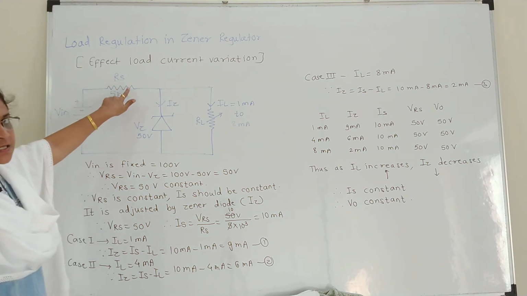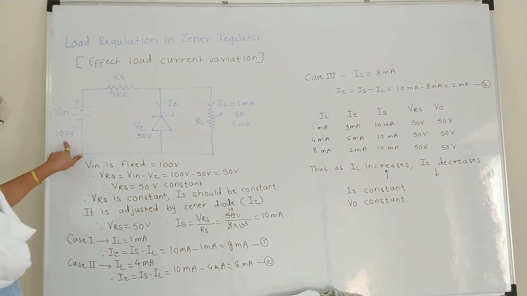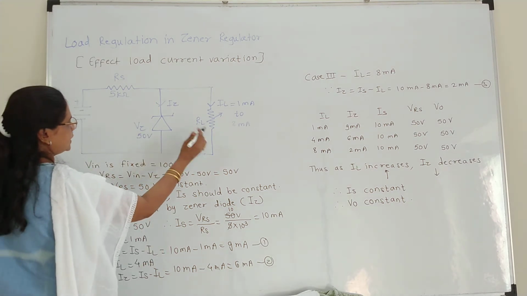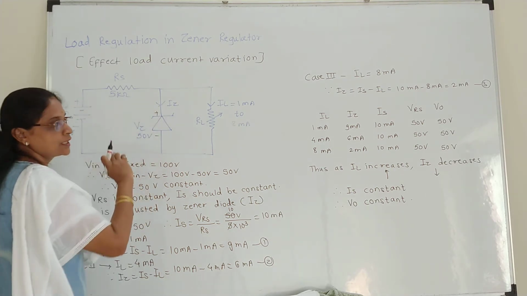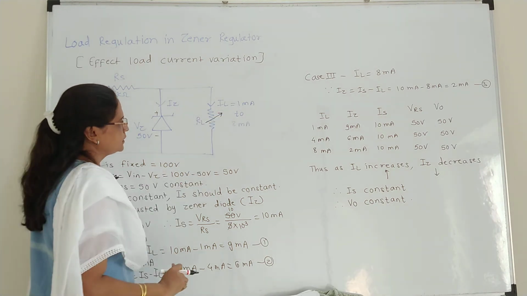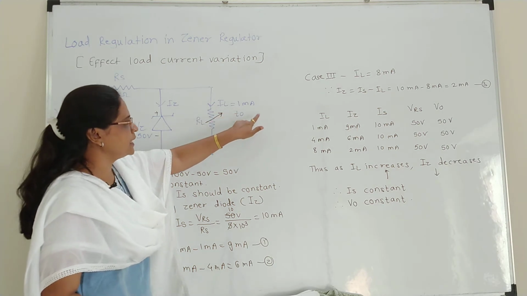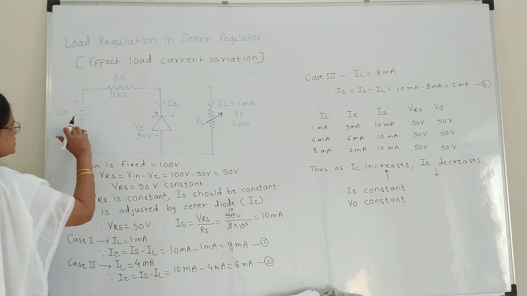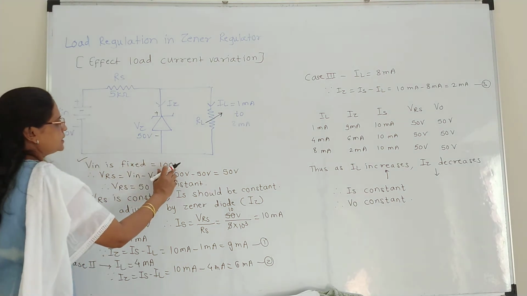RS is a series resistor to have a voltage drop more than VZ when Vin is applied. The Zener diode is connected in parallel with RL as well as used in reverse bias, connected to the negative and positive terminals respectively. The change in RL is such that IL varies from 1 milliampere to 8 milliampere. So first, when Vin is fixed, it is not changing, it is the 100 volt.